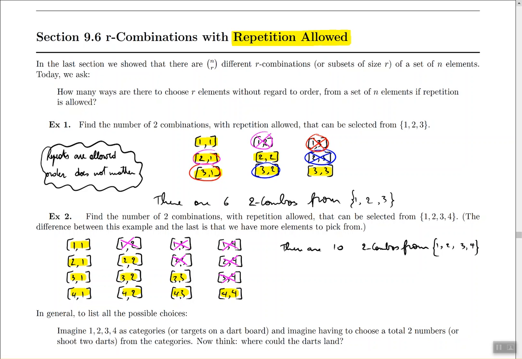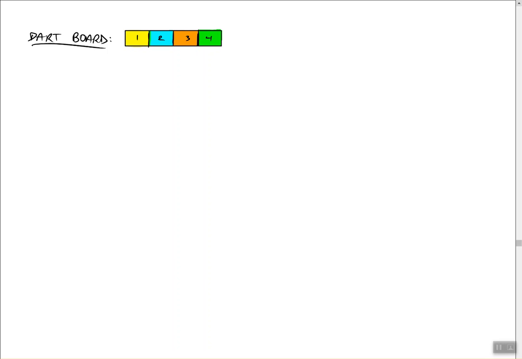Let's take a look at the r-combinations from a different perspective that will help us understand how to count these r-combinations without having to list every one of them every single time. So let's suppose you're playing a game. You have a dartboard that has the numbers 1, 2, 3, 4, and your goal is to throw darts at this board and see where they land. You have 2 darts available in your hand.